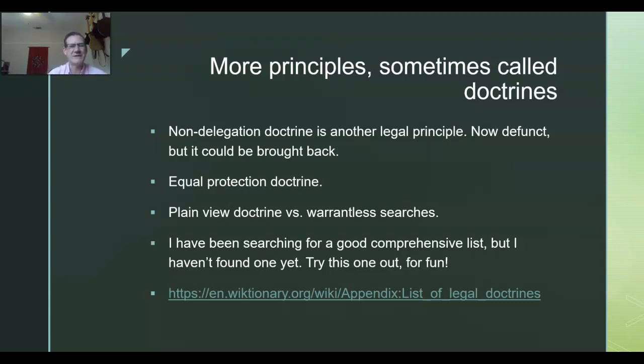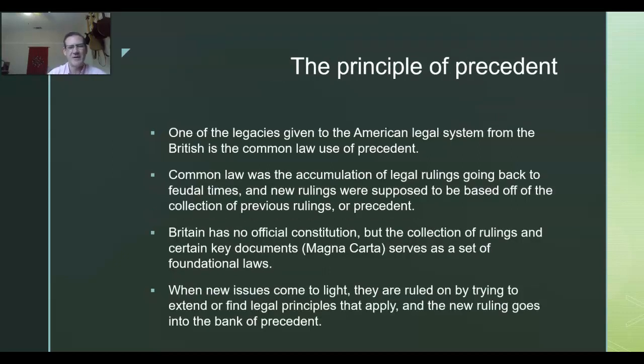I've done some searching to try to get a really nice comprehensive list. It's not really there. I found this okay one from Wikipedia, so you could follow up with that if you wanted to. There are all these very specific principles, but one of the biggest ones, and kind of a general guiding idea, is the principle of precedent. And in fact, all those other principles are built up through precedent.